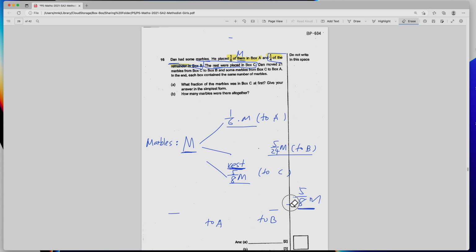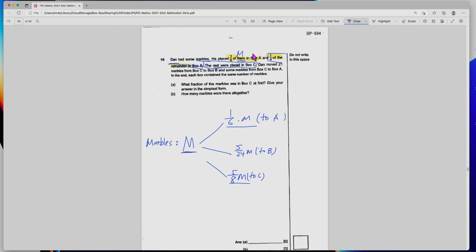So that means after all this, now more transactions. So basically what this question means is this. You put the marble into A, you put the marble into B, you put the marble into C. Now, you try to move marble from one box to another box. So that means you need to tidy this up a bit. Is it 5 over 24 just now? Yeah, 5 over 24M.